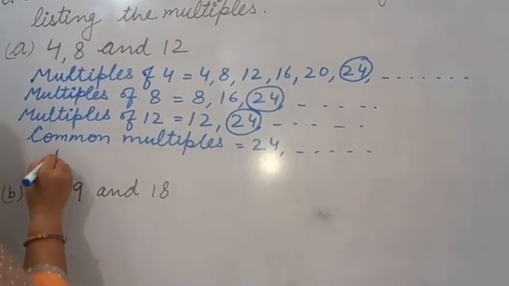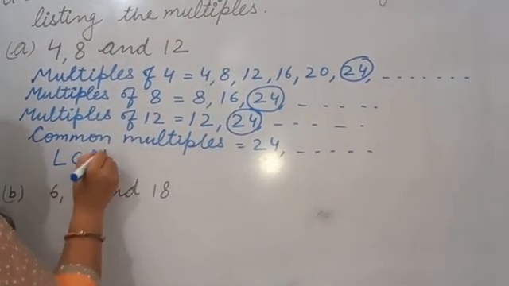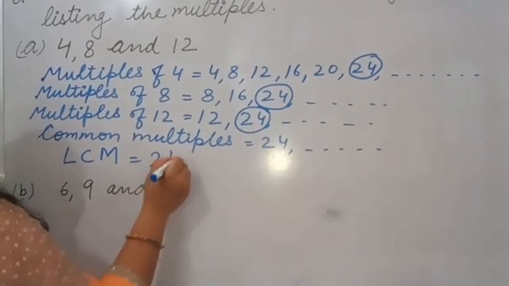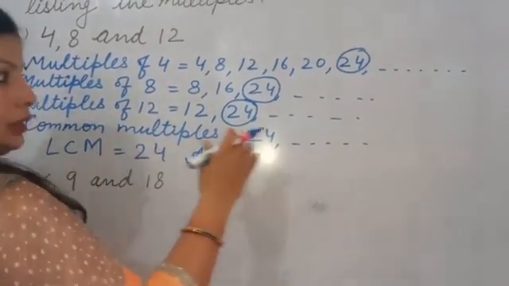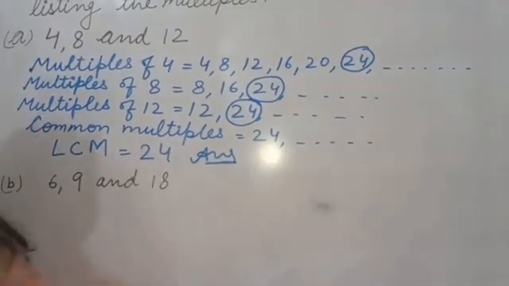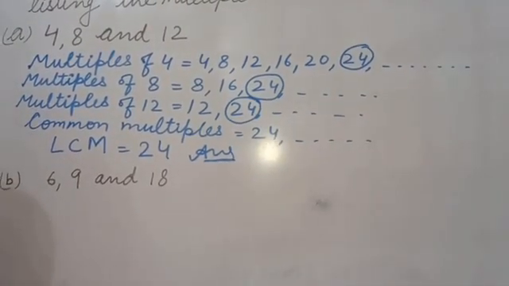Now LCM equals 24. That's your answer. Whatever you are getting in common, that's the table you get. Okay. Now let me do part B.